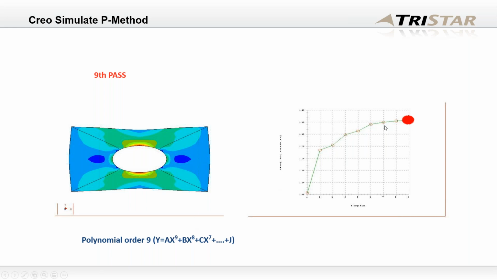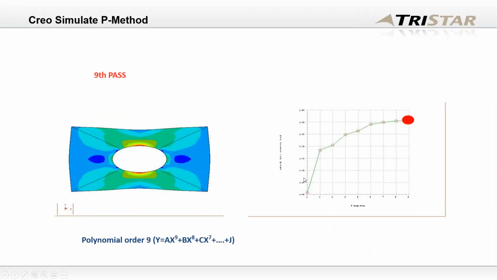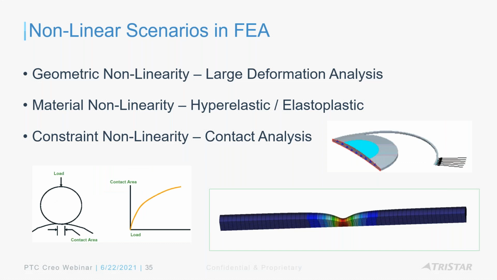If it didn't get there, if I'm getting a graph that still keeps non-converging, I do have options to refine the mesh if required, but it's always a last resort and we don't have to do as much. So that's one of the big things about Creo Simulate, where it uses the polynomial method for convergence, okay? And it also gives you the nonlinear capability.